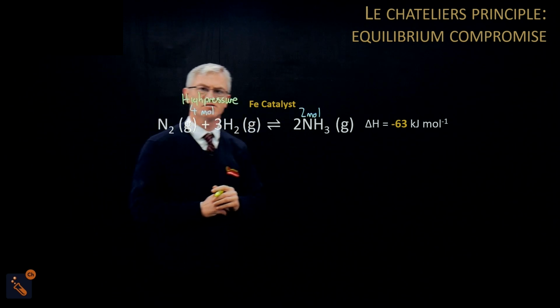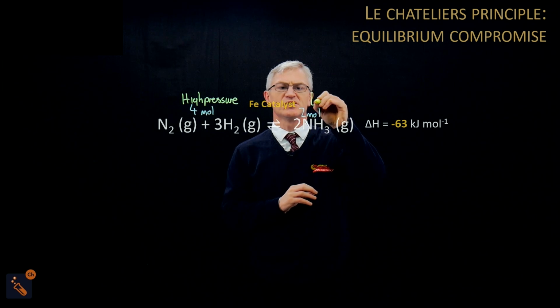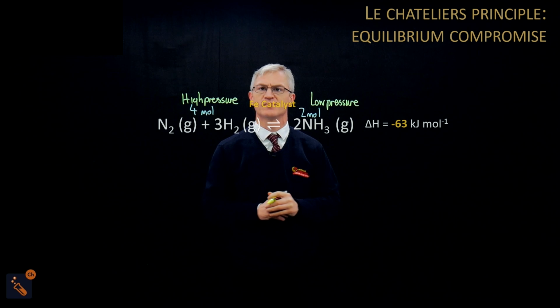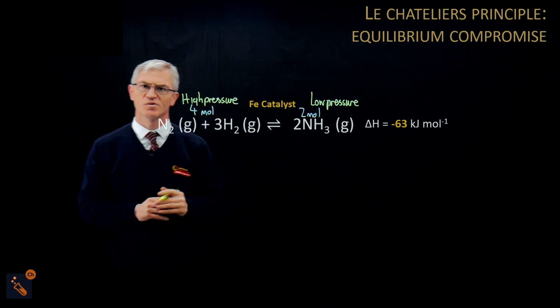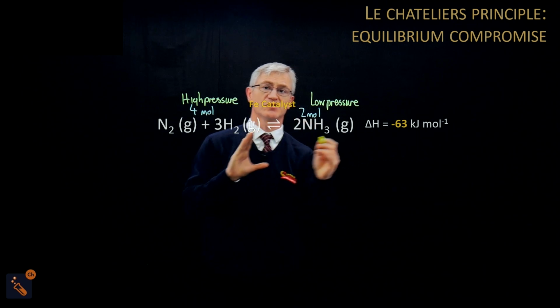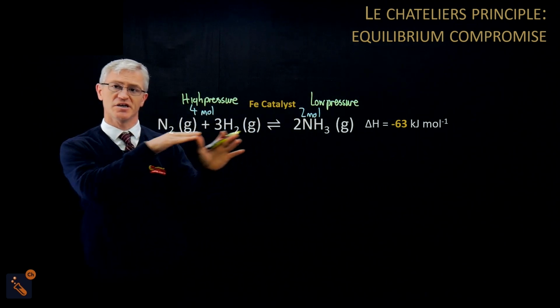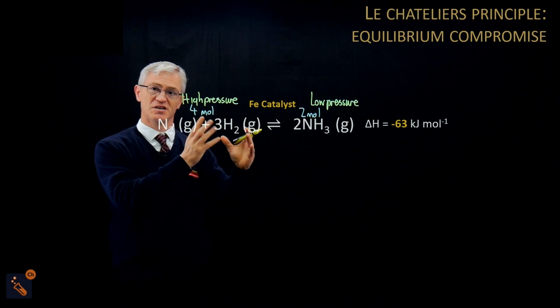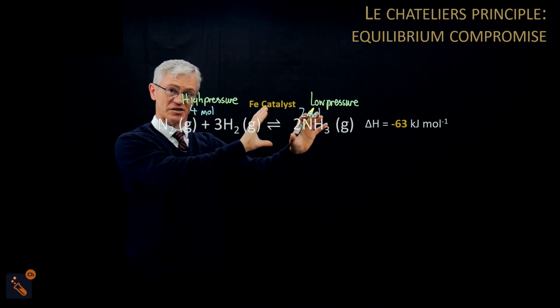Okay, so that's our high pressure side. And then that means this will be our low pressure side. Okay. We can then look at the equation here. So we say, right, minus 63. So it's exothermic in the forward direction. So if that's exothermic in the forward direction, it's going to get hotter as you make this because the energy is given out to the surroundings.